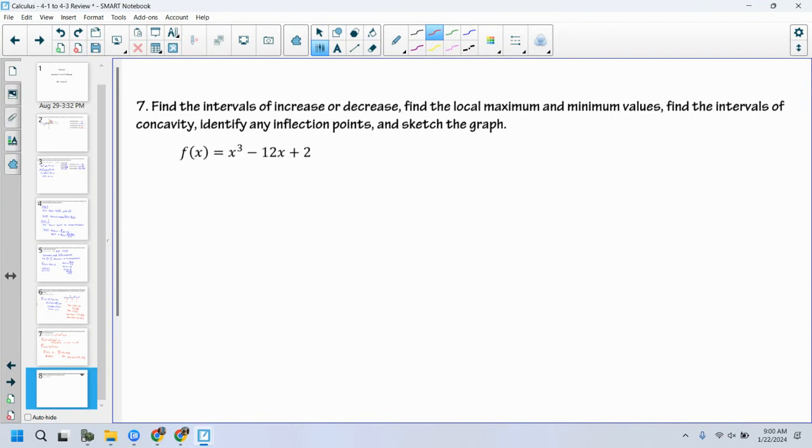Okay, first thing, increase, decrease, which requires the first derivative. So f prime of x is 3x squared minus 12.